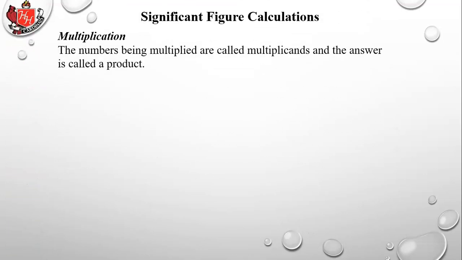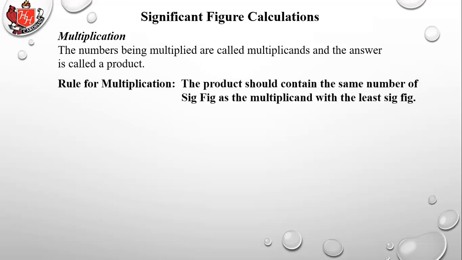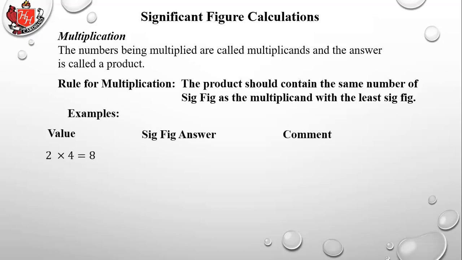Let's work on multiplication. This is where you're going to see this the most and use significant figures the most in multiplications and divisions. So the numbers being multiplied are called multiplicands, and the answer is called a product. The rule for multiplication is the product, the final answer, should contain the same number of significant figures as the multiplicand with the least number of significant figures.